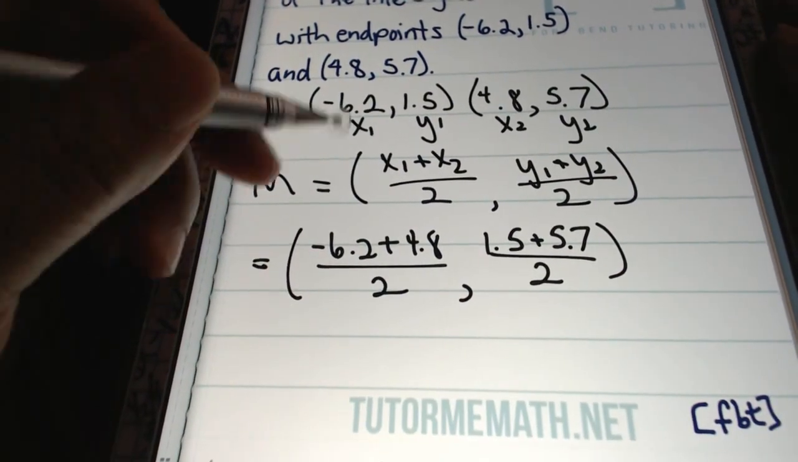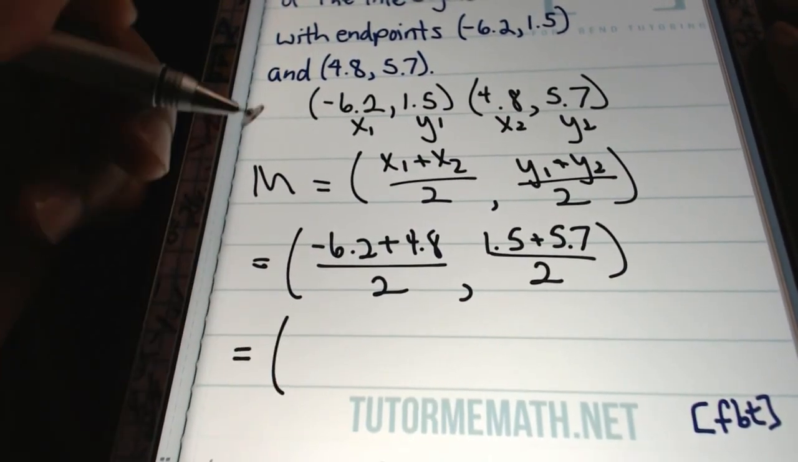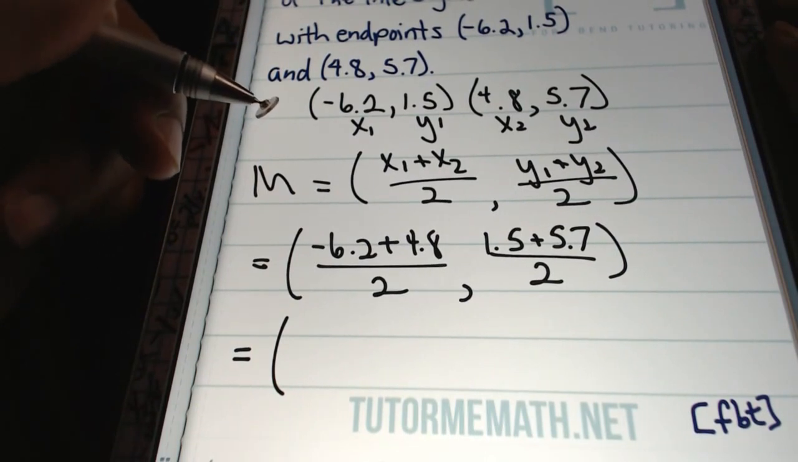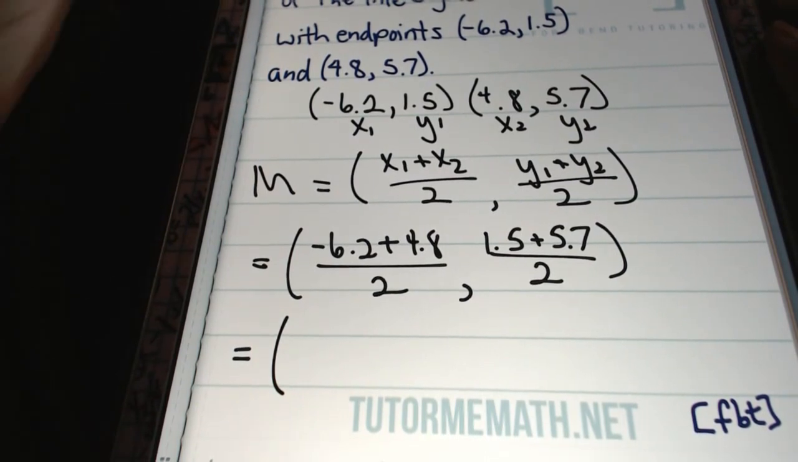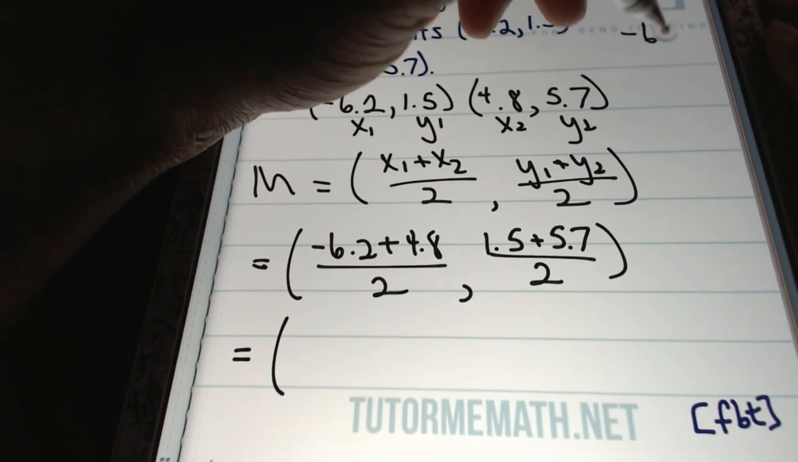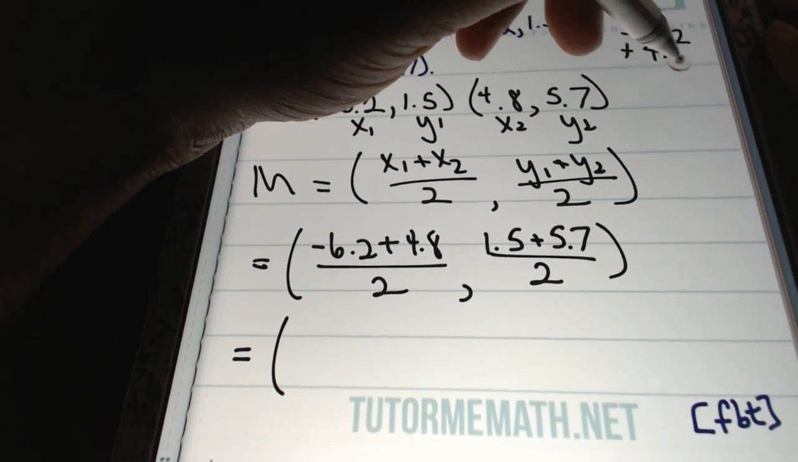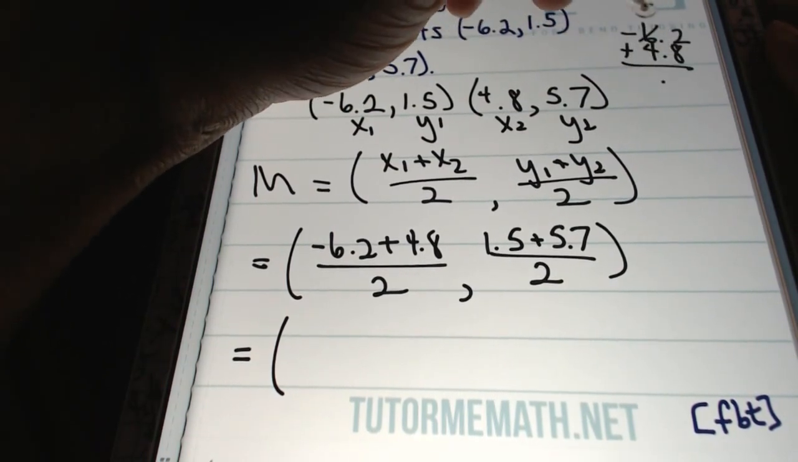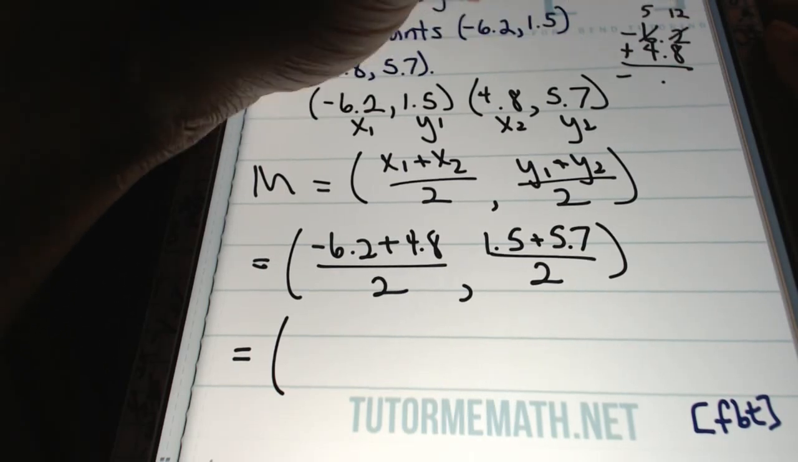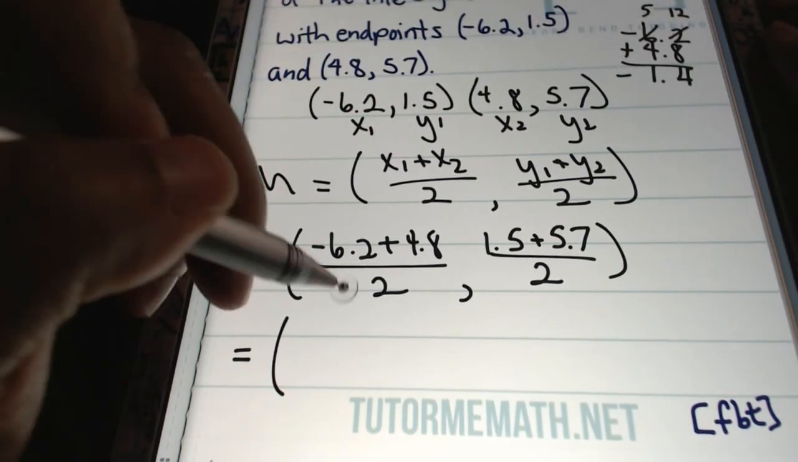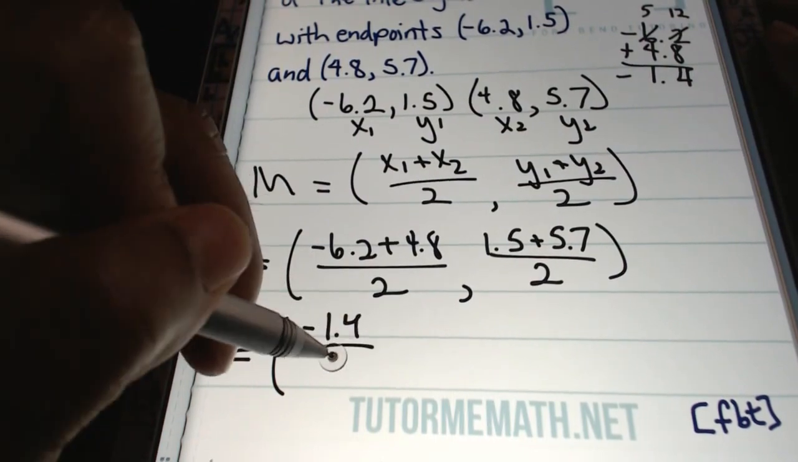From here, we'll simplify the numerator. We have negative 6 2/10 plus 4 8/10. I'm just pulling up blank today, guys. So we end up with negative 1 4/10 divided by 2.